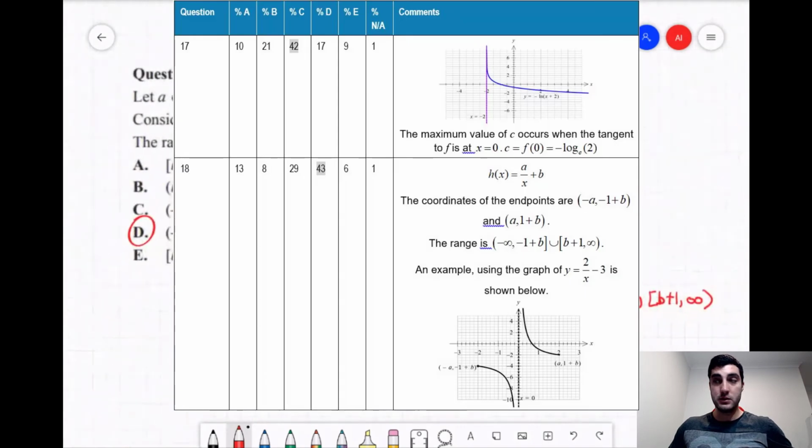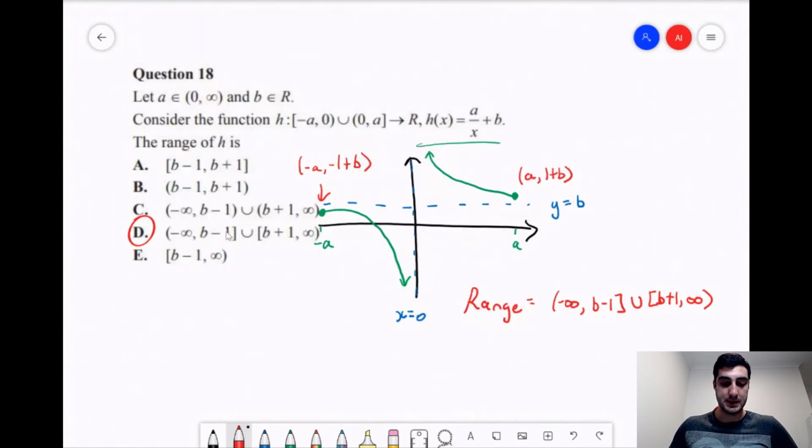Question 18, we had 43% answer correctly, with a large percentage of people incorrectly answer C. So you can see the only difference between C and D was the rounded brackets. That's really caught a lot of people off guard, and I guess people have just been confused. We know that the way the domain is defined, we are including minus a and a, so therefore we would be including it from a range perspective as well.